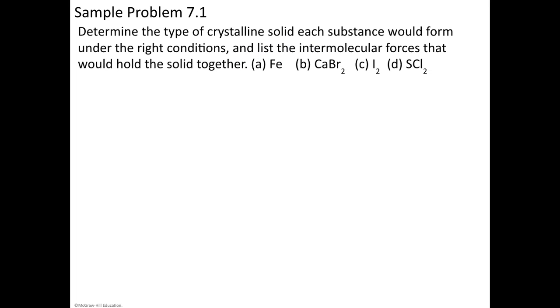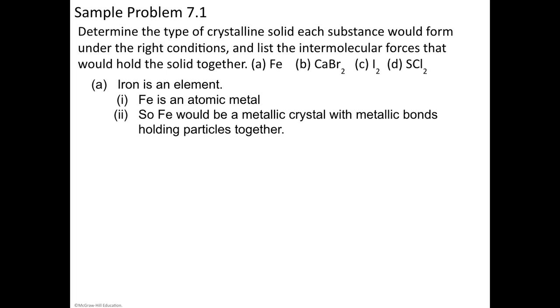Finally, a sample problem here to determine the types that we have. There's a listing of four. So iron is an element. Iron is an atomic metal, so iron's going to be a metallic solid.